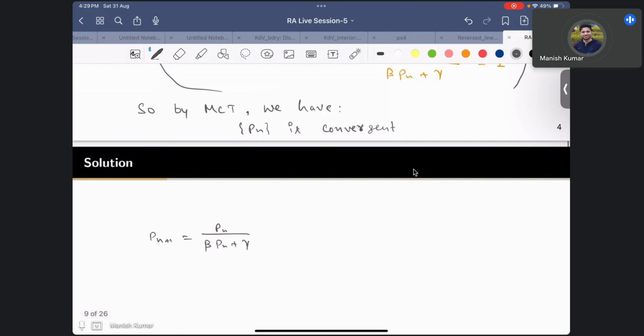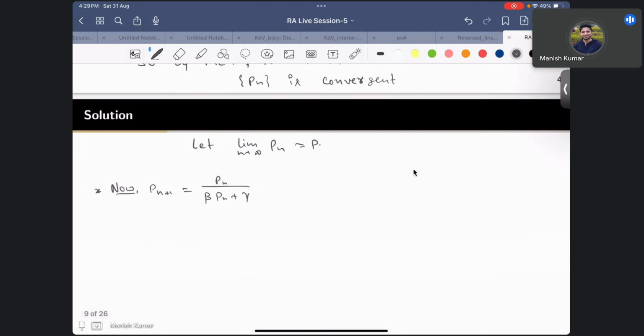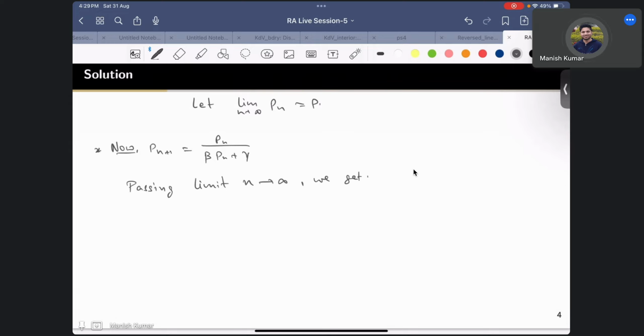Okay, so Pn is convergent, and let the limit as n goes to infinity of Pn be equal to P. Now Pn plus 1 is equal to this. So passing the limit as n goes to infinity, what we get is P is equal to P upon beta P plus gamma, right?